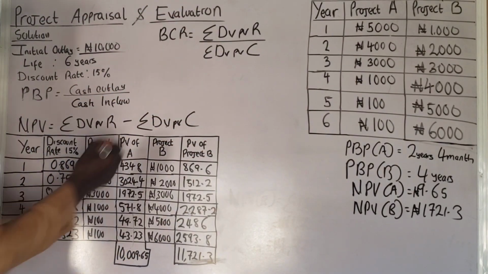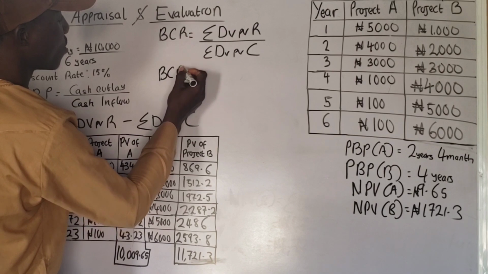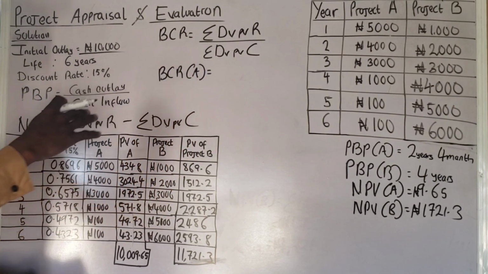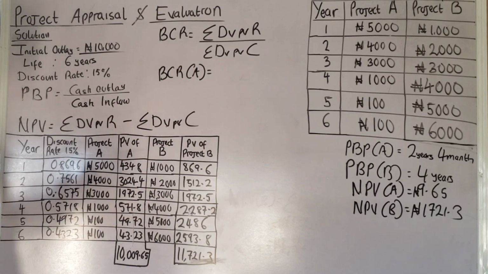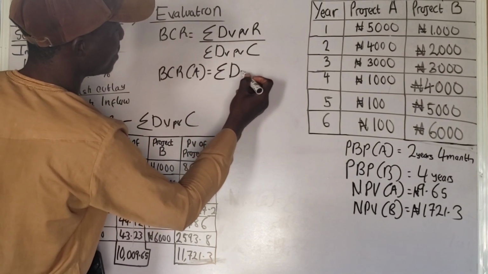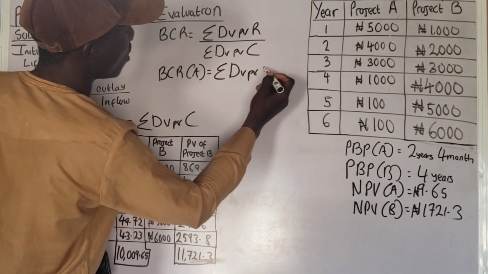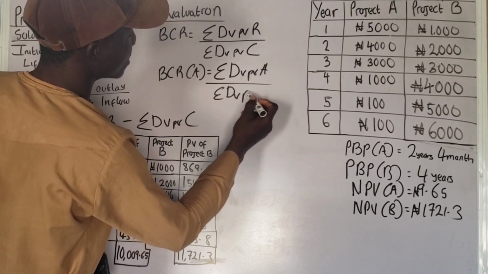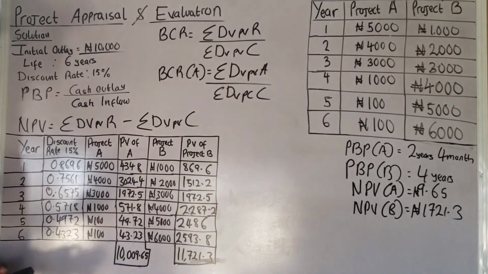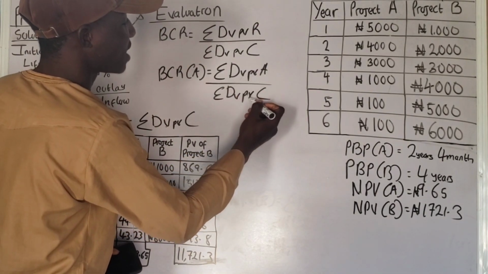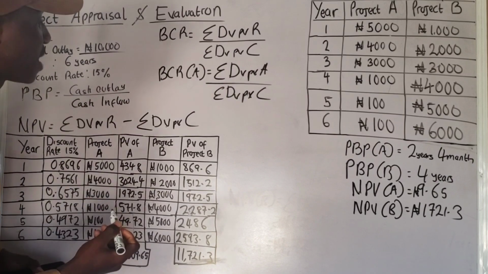You understand? Okay, so the benefit cost ratio for project A will be equal to the sum of the product of the discount value and the present value of project A, all over the sum of the discount value and the present value of the cost. The cost here is the cash outlay. You understand? The cost is the cash outlay. Do you understand?